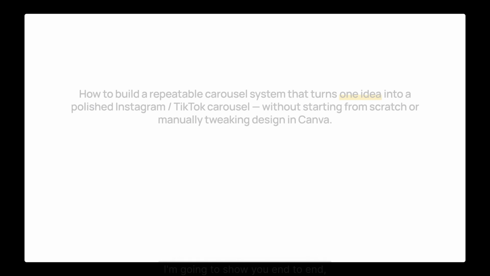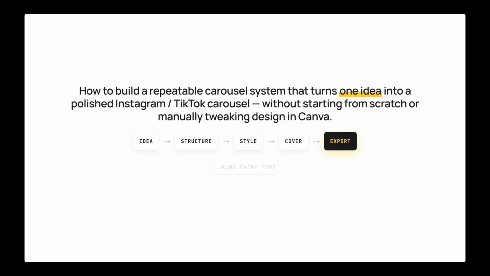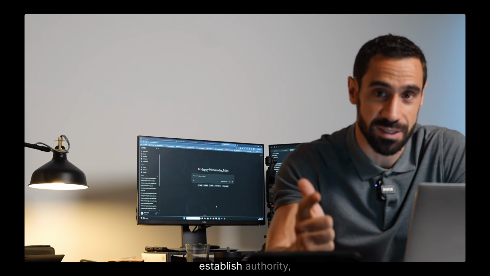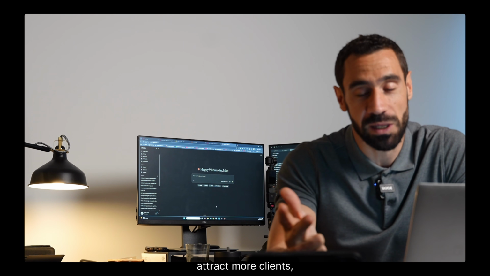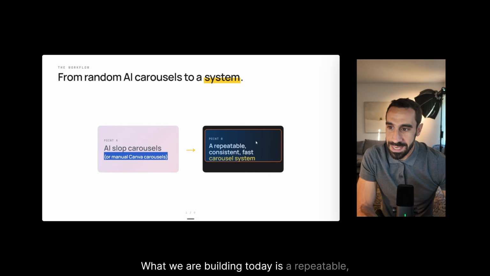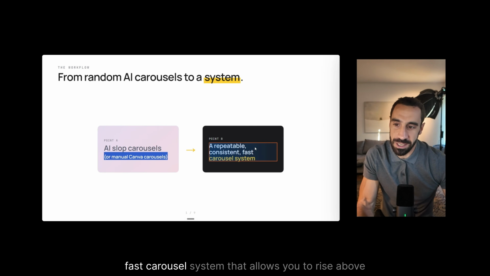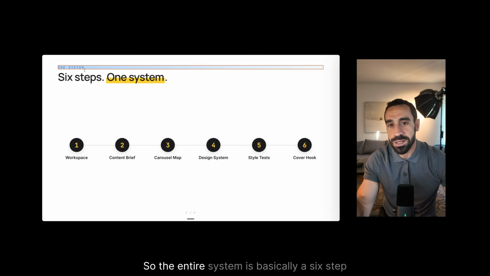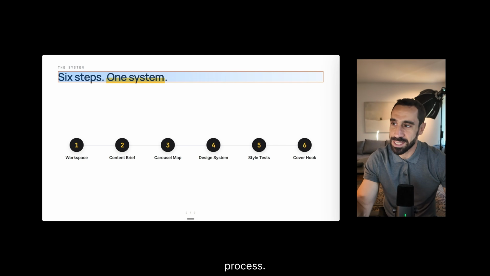In the next few minutes, I'm going to show you an end-to-end carousel automation system that helps you build trust, establish authority, attract more clients, and as a result, grow your business. What we are building today is a repeatable, consistent, fast carousel system that allows you to rise above the sea of sameness. So the entire system is basically a 6-step process.